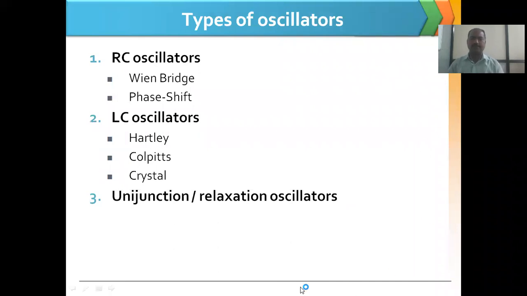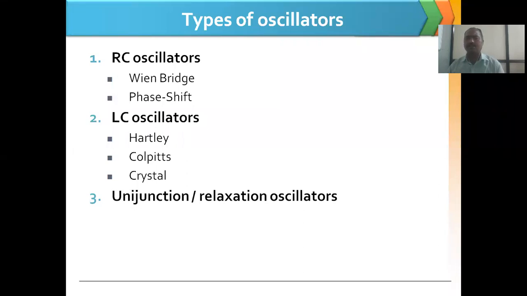We have seen the types of oscillator. We know that RC and LC are the two types of oscillator. An RC oscillator generates a small-frequency signal compared to the LC oscillator. So up to 10 kilohertz, we use the RC type of oscillator. When the required frequency is greater than 10 kilohertz, we use the LC type of oscillator. RC oscillators have two types: Wien bridge oscillator and phase shift oscillator.